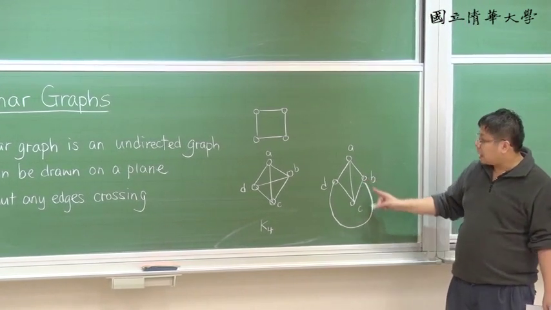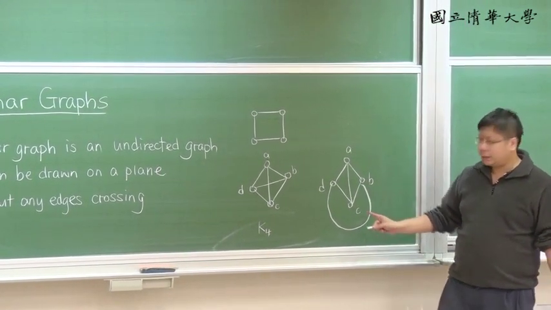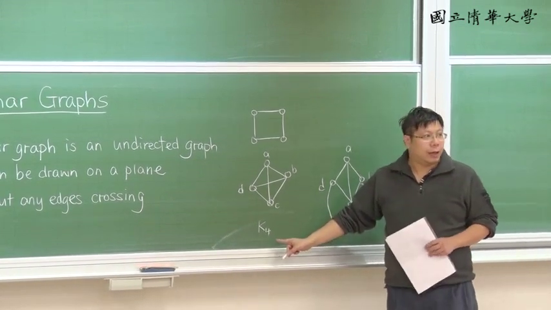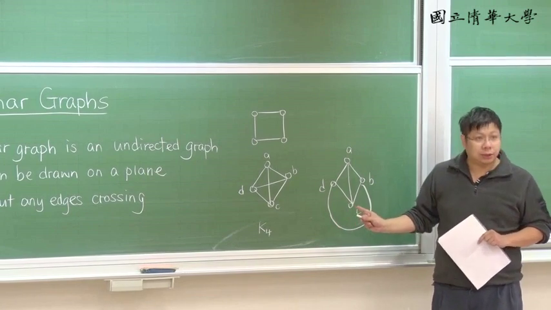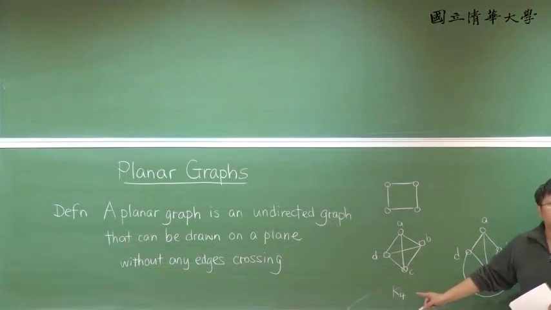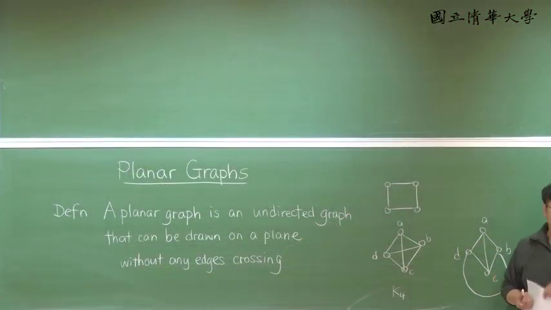So in that case, K4 can be drawn without any edge crossing each other. K4 is also a graph that is planar. Is that okay? Okay, and then let's do some more examples.